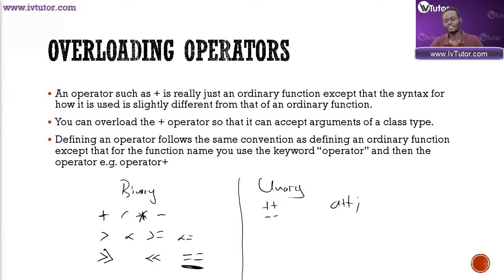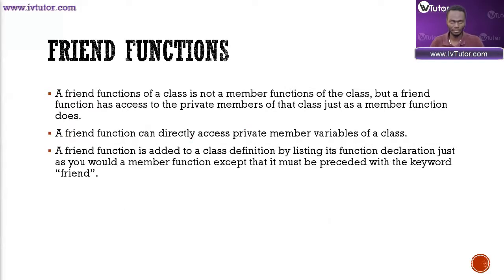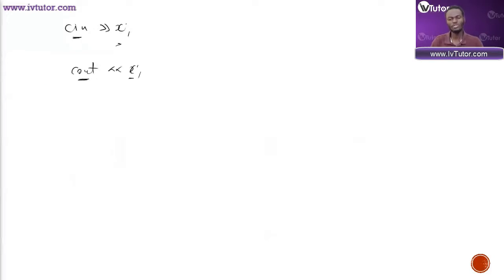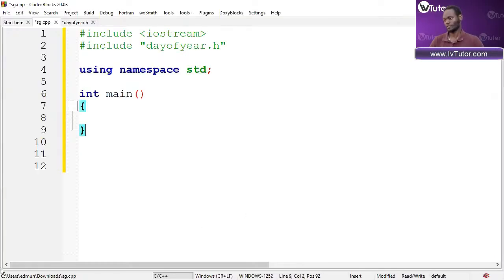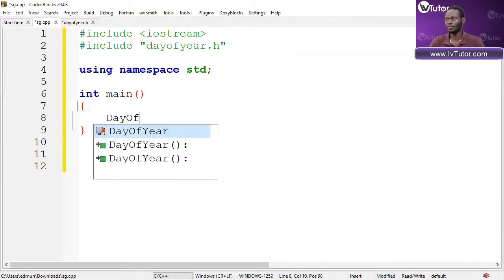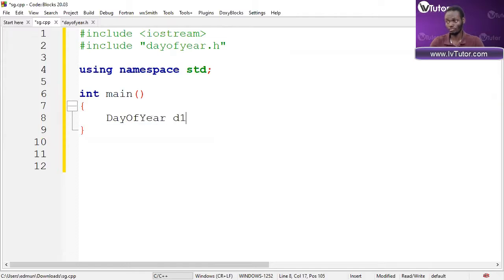So where does operator overloading really happen? So what I'm saying is, when you start using your class, I'm going to do this in code blocks so that I can move with you very slowly. Let's say you are in your main function, right? And you make your variables of type day of year. Let's just call this one day, right?